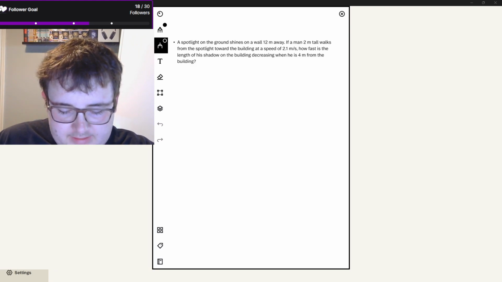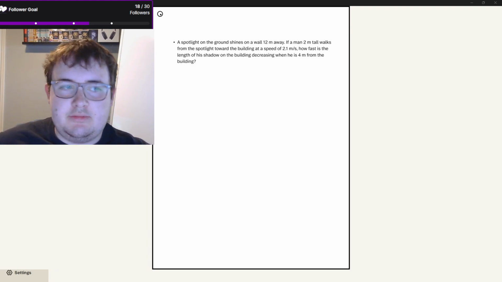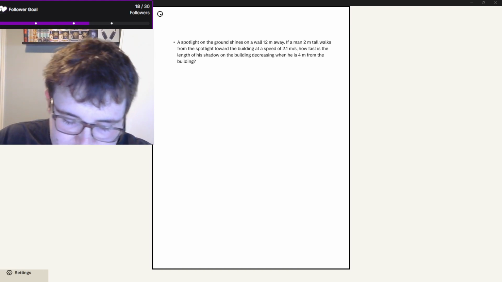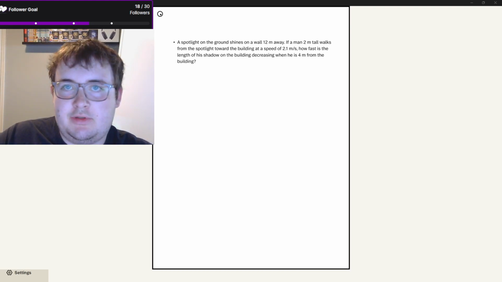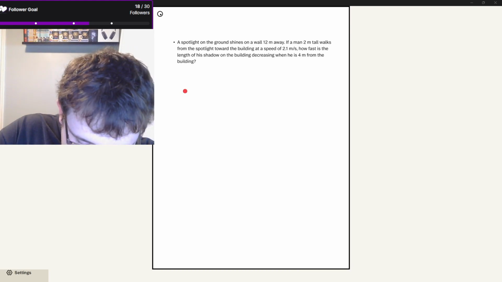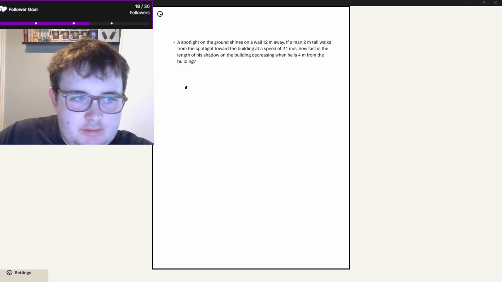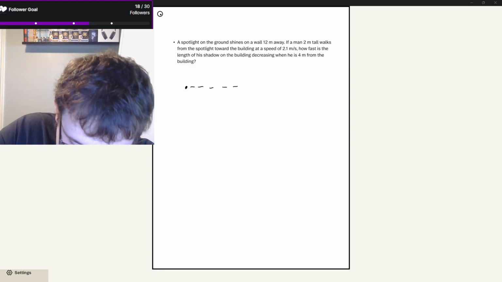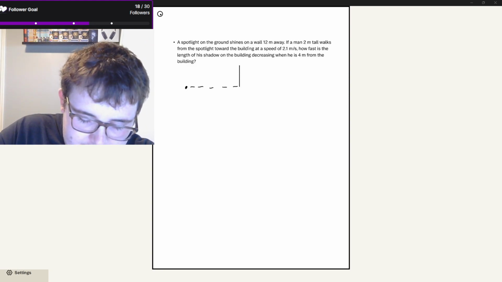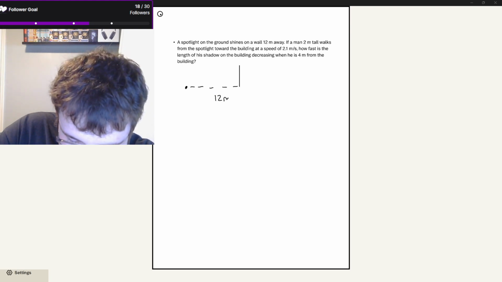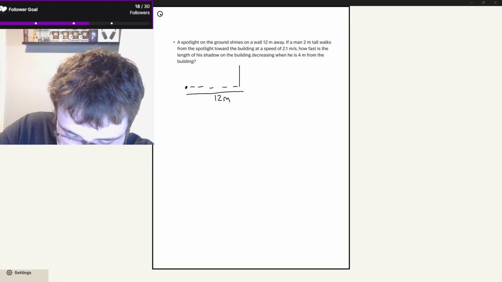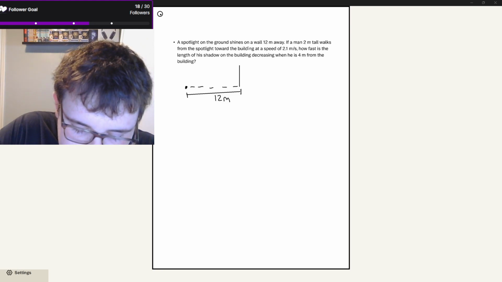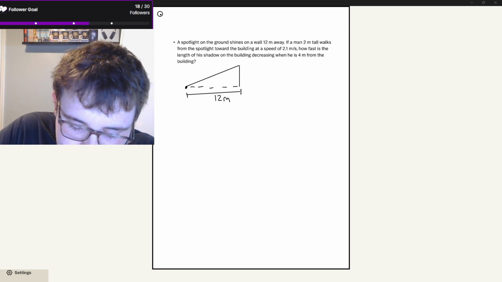The way I start these problems is always with a picture, because normally that will help you out a lot. Okay, so a spotlight is on the ground and it's shining at a wall 12 meters away. So let's create this little dot, and that's going to be our spotlight. And then it is shining at a wall that is 12 meters away, so this whole thing is 12 meters. And it's going to be shining on the wall, something like that.